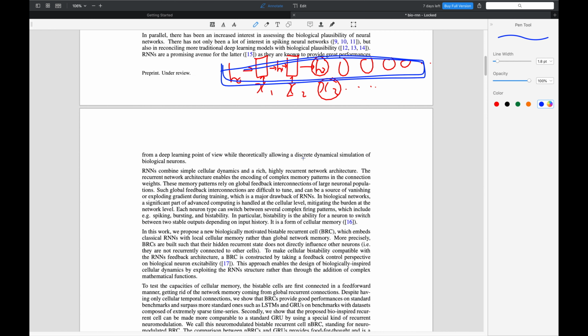What biological neurons in our brains actually do is, instead of having memories at the entire network level, they have memories at the individual cell level. This is possible because each neuron type can switch between several different firing patterns like spiking, bursting, or bistability. In this paper, we'll be looking at bistability especially. This mitigates the burden at the network level, which should make training these RNNs much easier.